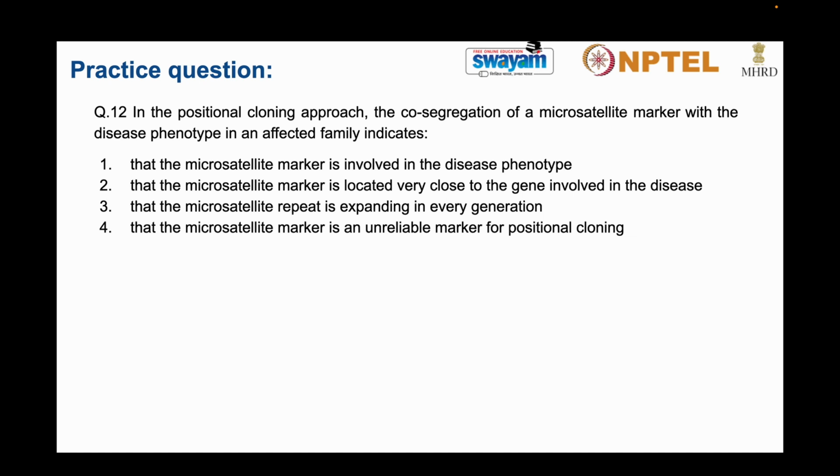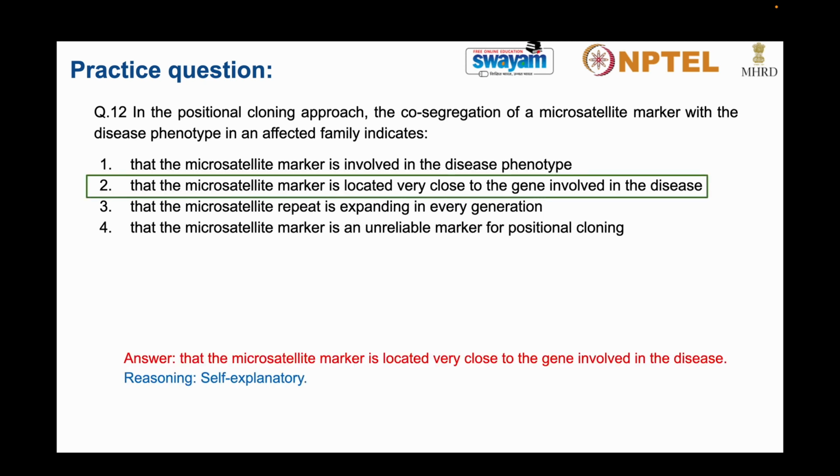Okay, a few people have mentioned option 2. Now let's see. Option 2 is the right answer. Co-segregation means if two markers are linked, they are getting inherited together. So this means that the microsatellite marker is located very close to the gene involved in the disease, because only if they are very close can they be co-segregated, or segregated together. So in this way, option 2 is the right answer. Now let's move to the next question.